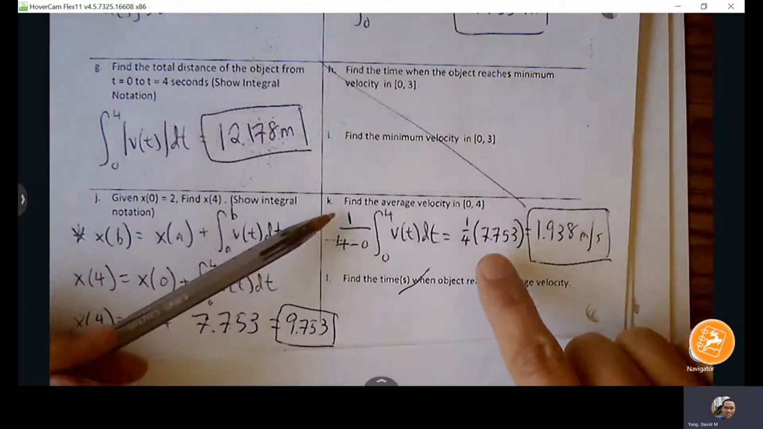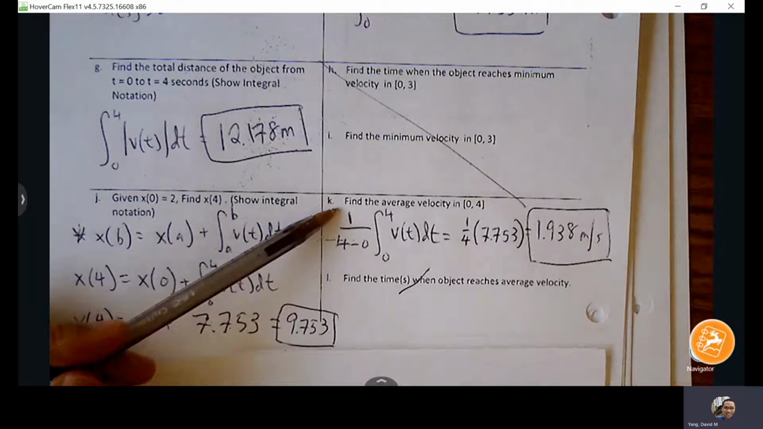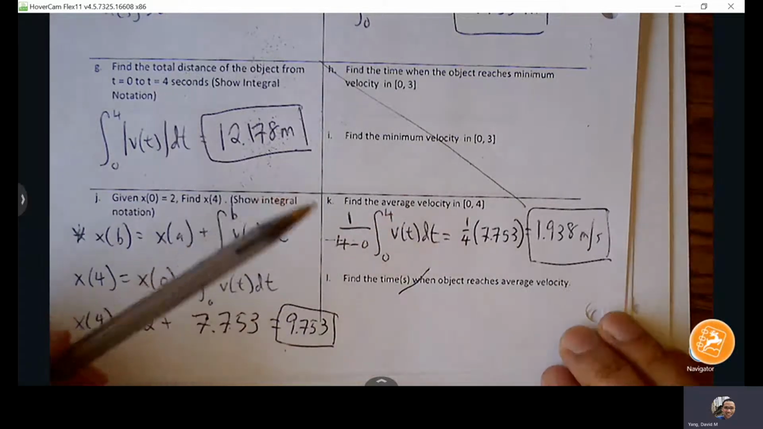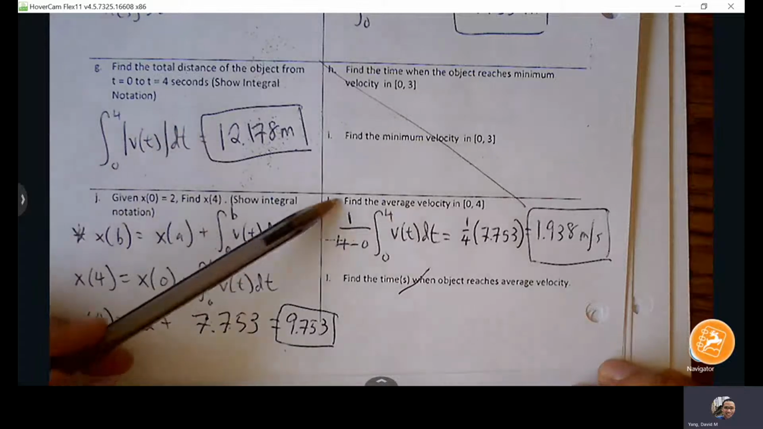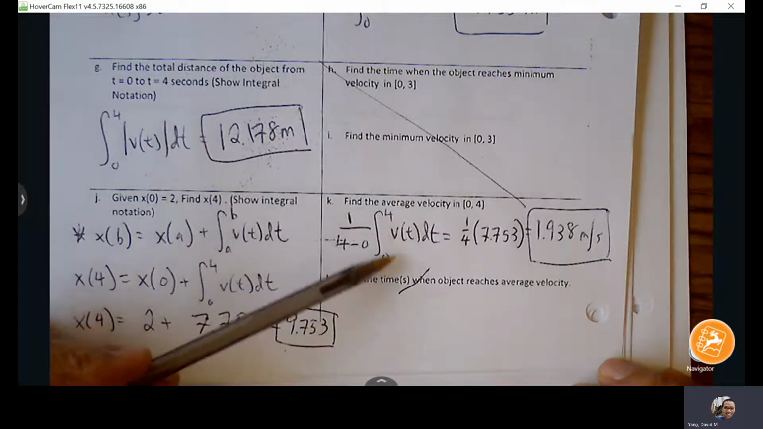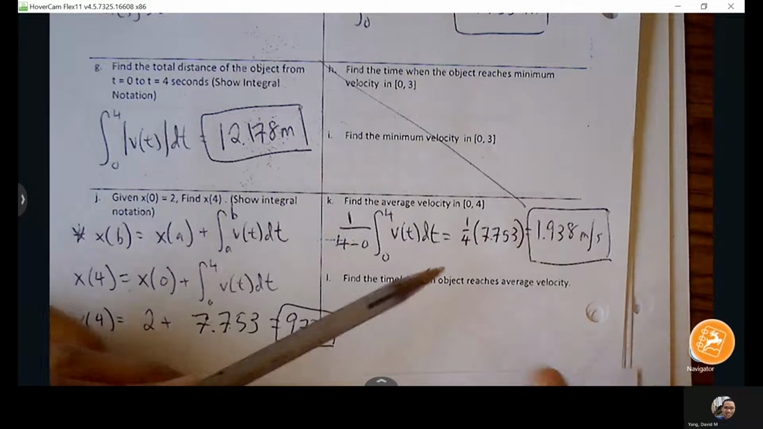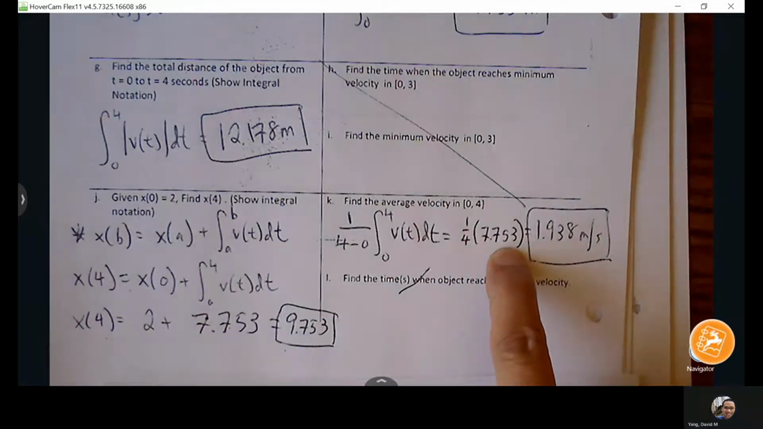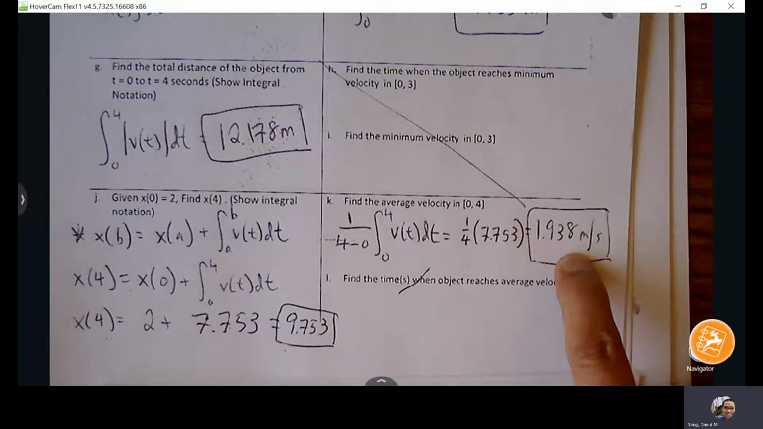Part K, find the average velocity. So average velocity, think of that as average value. So we've got to go through the average value theorem: 1 over b minus a, integral from a to b of v of t. Okay. We can again pull that information from part F. We get 1.938.